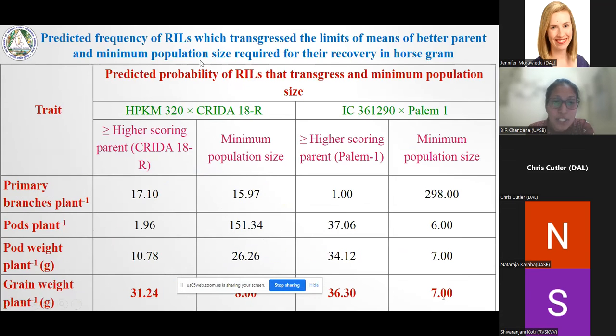So coming to the results, the predicted frequency of RILs that transgress the better parent for primary branches per plant was higher in HPKM 320 by CRIDA 18R, whereas the predicted frequency of RILs that transgress the better parent for pods per plant, pod weight per plant, and grain weight per plant was higher in the second cross, that is IC361290 by Palem1, than the other cross. Therefore, the minimum population size required to recover those transgressive RILs is lesser.